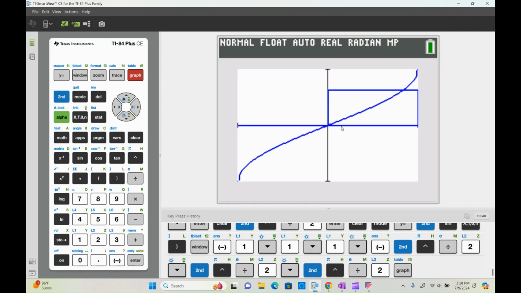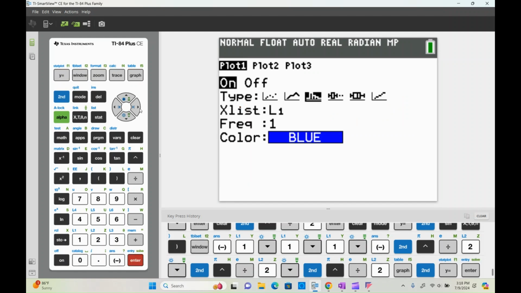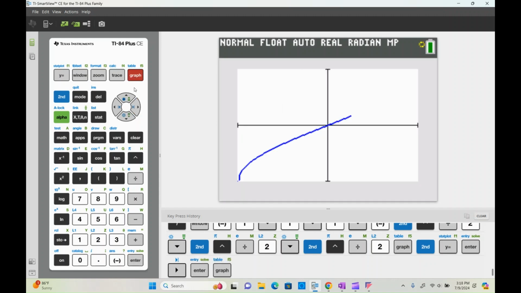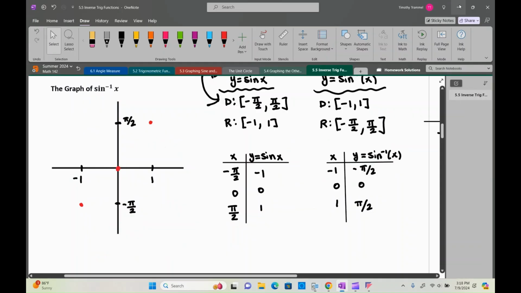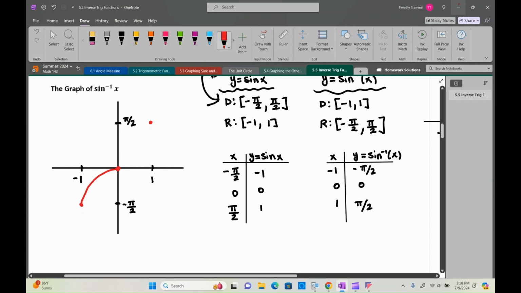It looks like I have a little chart that's on here. Let me actually go and shut that off so that it's not getting in the way of our image. So this is what it's going to look like. Let's go ahead and sketch that in. So it looks something like that.